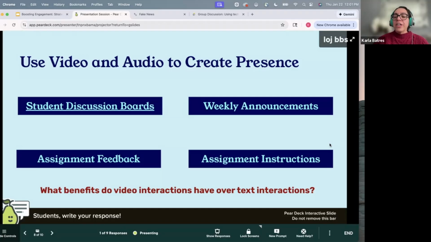So again, just as another little taste of how I would usually run this in an online synchronous class, if you are in Pear Deck, or you could do this in the chat if you're not in Pear Deck, right? Can you tell me what you think some of the benefits of video interactions are over text interactions?